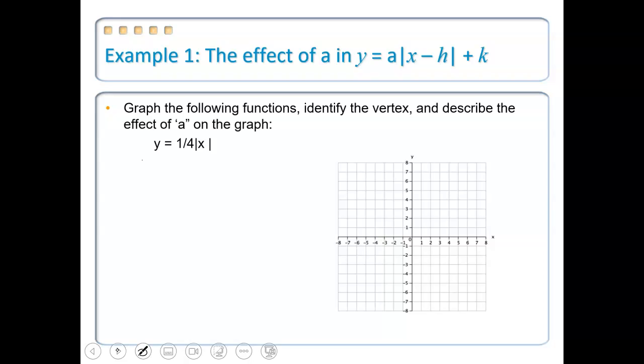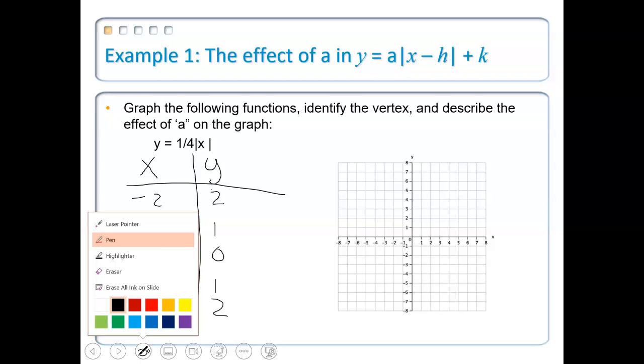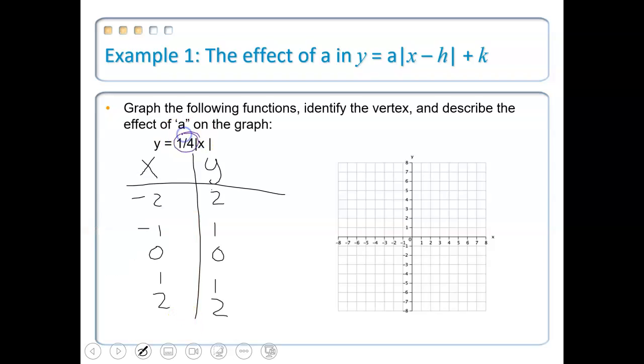So again, if I make that same x, y, the negative 2, negative 1, 0, 1, 2 and 2, 1, 0, 1, 2 never change. What you do is then apply the new rule. So in this case, the new rule is 1/4. So you would take 1/4 times all your y values.